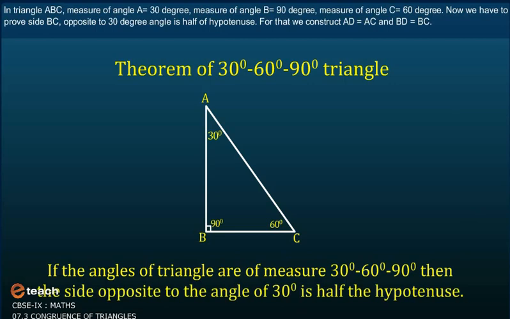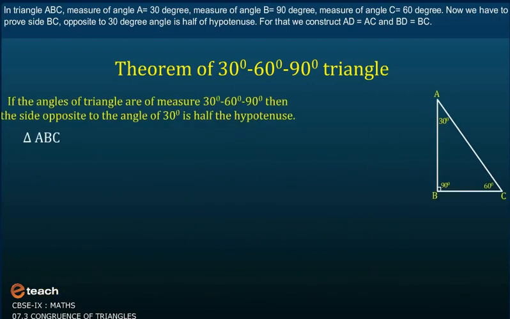In triangle ABC, measure of angle A is equal to 30 degree, measure of angle B is equal to 90 degree and measure of angle C is equal to 60 degree. Now we have to prove side BC opposite to 30 degree angle is half of hypotenuse. For that, we construct AD equal to AC and BD equal to BC.